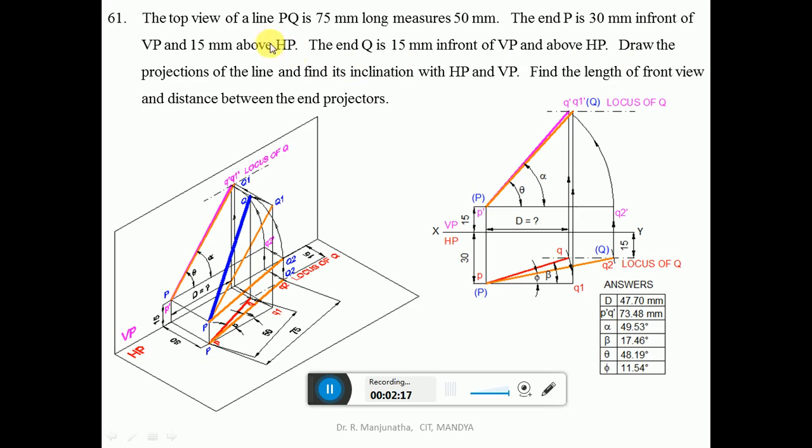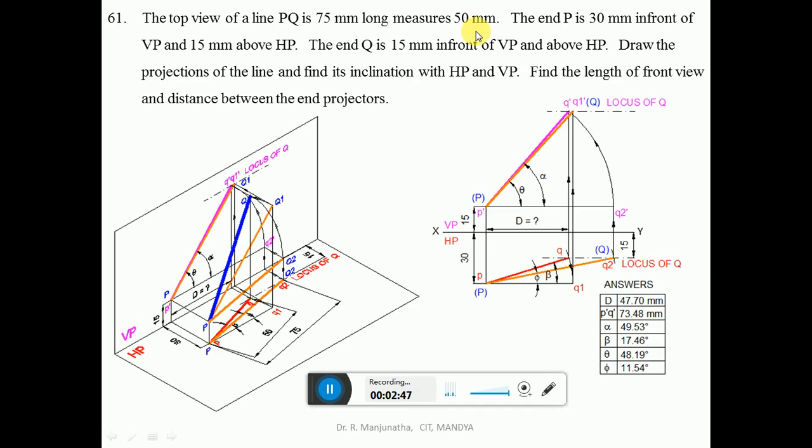And also 75 mm long, he says, so with Q as center, take the radius of 75 and cut an arc on the locus of Q, so that you get this point Q2. Then join these two with a little bit thicker line than the projector line, which will be PQ2, which is the true length. And this is the inclination with respect to VP in the true length, which is phi. And this is the apparent inclination with respect to the top view, which is beta.